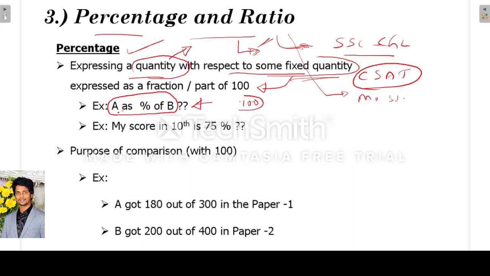When we are treating B as 100, we are expressing the value of A with respect to B as 100. So for example, if I say my score in 10th is 75%, it means whatever may be the total marks, I have scored 75% of those marks. So if the total marks are 600, then my score will be 75% of this, means 450. If the total score is for 1000, then I have scored 750.